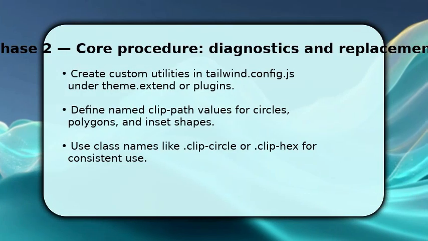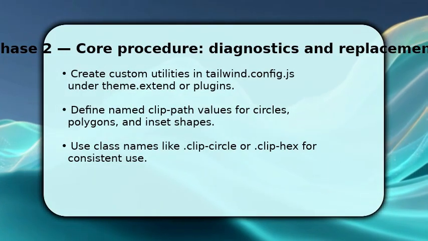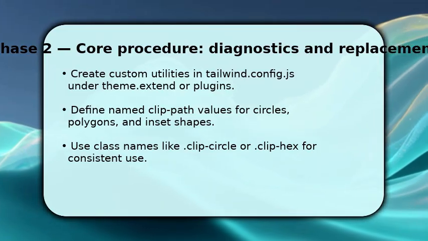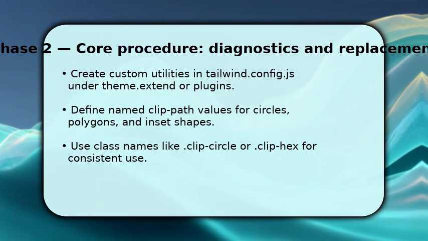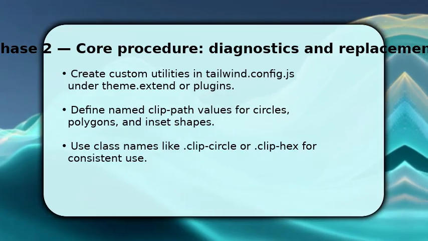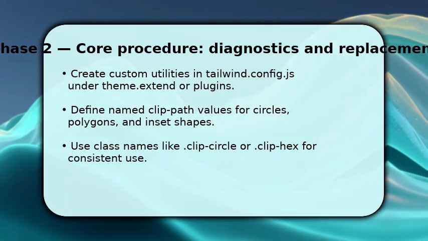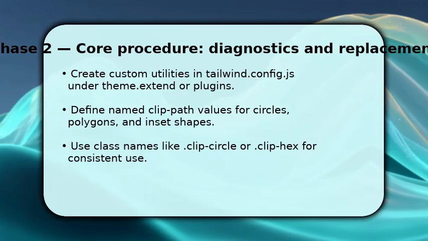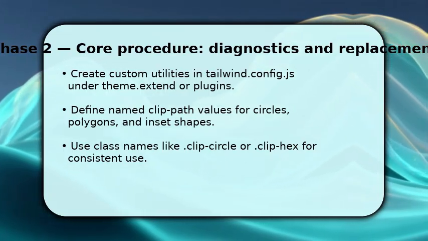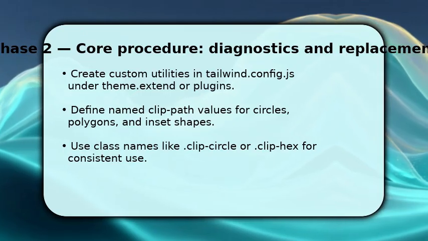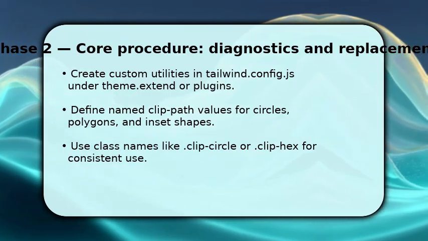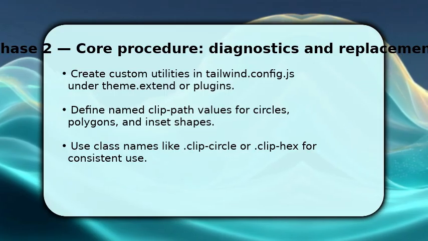Once the quick arbitrary approach works, make clip paths maintainable by adding utilities or a plugin. Open tailwind.config.js and extend utilities with key names mapping to clip path values. Alternatively, add a small plugin that registers clip-circle, clip-hex, and clip-polygon classes. This gives you readable, reusable classes and keeps HTML clean.